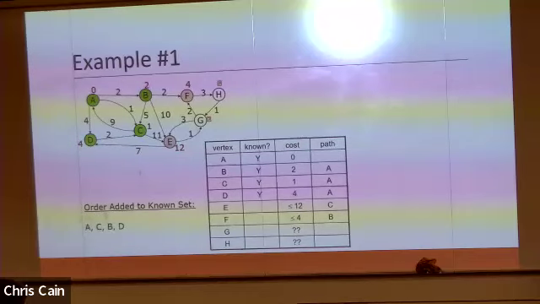From D, we can't hit anywhere new. We check C, but sure enough, 4 plus 2 is not less than the 1 that we've already found to get there. So we make no further updates. We loop back around. What is the smallest cost with a less than or equal to in the cost column? It's F with cost 4.